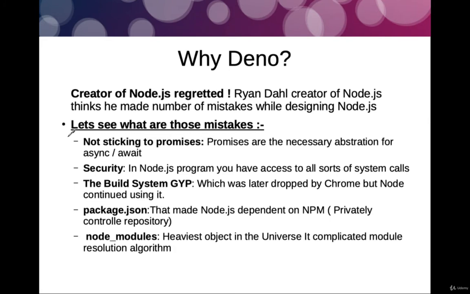So the first mistake according to him was not sticking to promises. Like, promises are a necessary abstraction of async await, right? We will get into this when we start building our API. I'll show you how Deno resolves this problem, right?